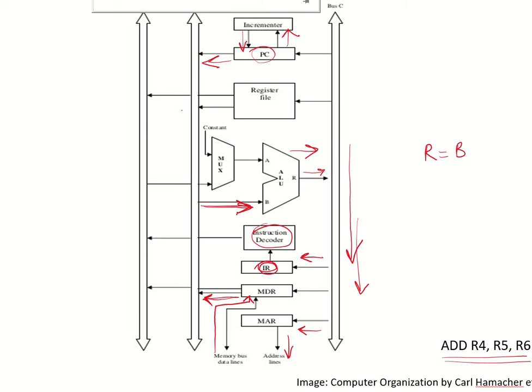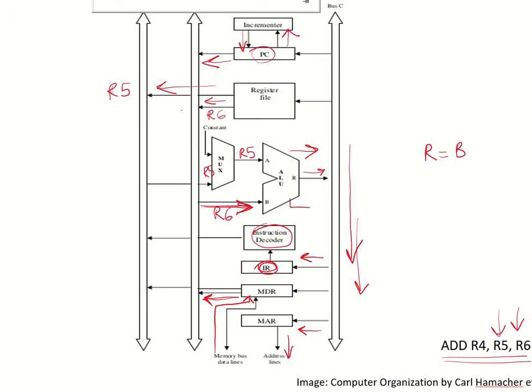In the next clock cycle, the source operands R5 and R6 will be accessed from the register file. Suppose bus A is carrying R5 contents and bus B is carrying R6 contents. R6 will be available at the input port of the ALU, and R5 will be available at the input of the multiplexer.